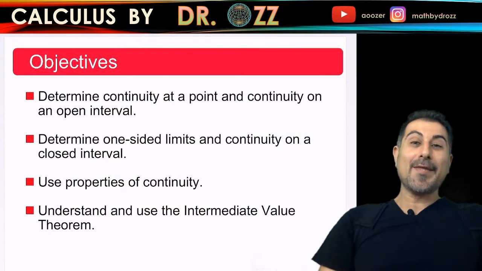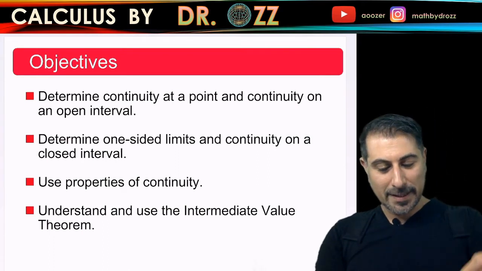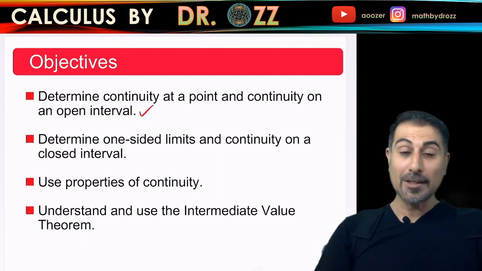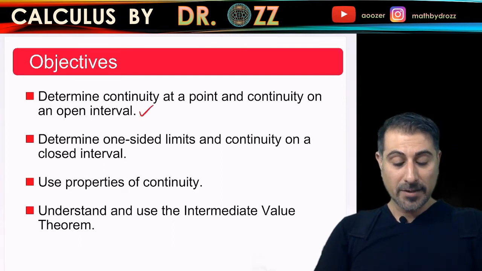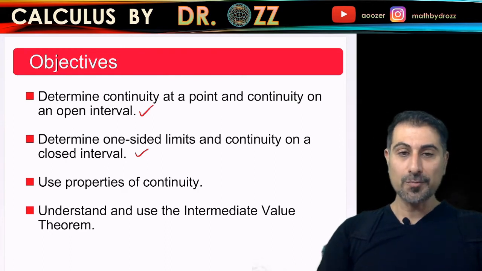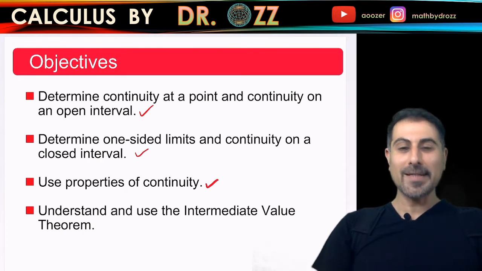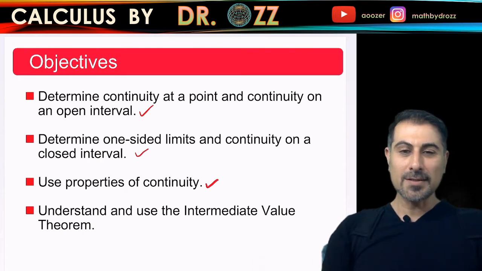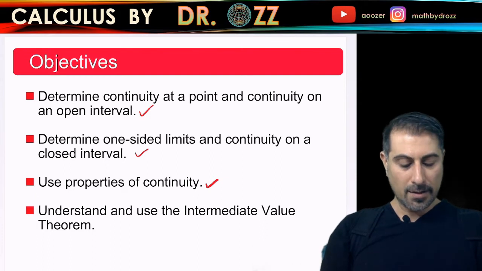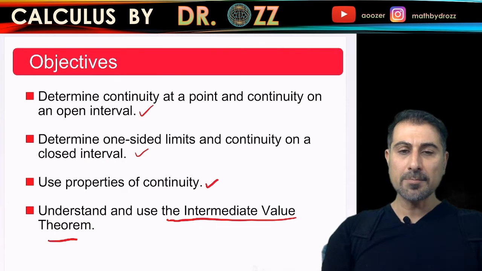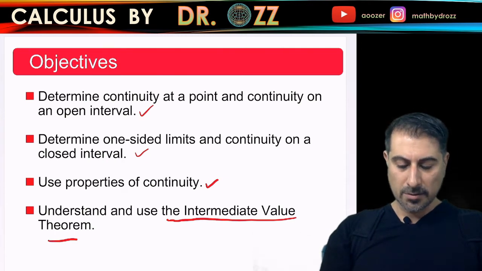In the first three videos, we talked about the definition of continuity at a point and continuity on an open interval. We defined the one-sided limits, and therefore we defined the continuity on a closed interval. We also used the properties of continuity, and now we're going to have a cool application of continuity of a function, and this application is called the intermediate value theorem.